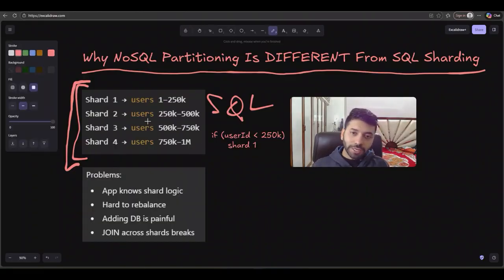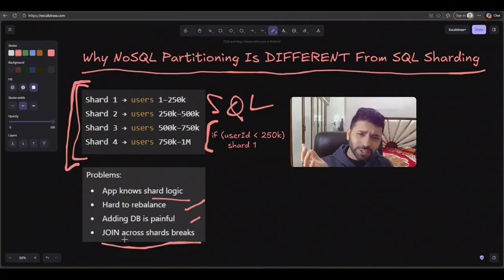Now what are the problems associated with this SQL sharding? As we discussed, the application knows the sharding logic and this is not handled by the database. So it is very hard to rebalance, and even adding a database would be painful because this logic is present on the application layer, and it might be something hard-coded, or you are handling it from some external place, but you need to keep an eye on this logic whenever you add or delete a shard. And another thing that we discussed earlier, joins across shards are very difficult and complex, because they become distributed joins and have their own set of issues.